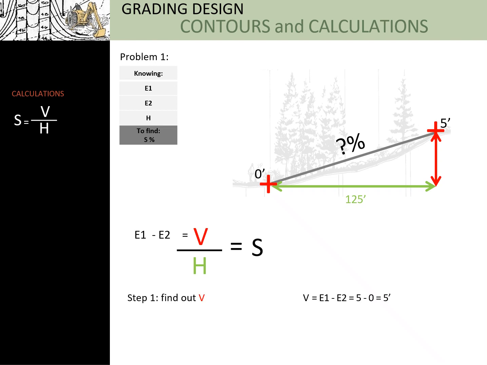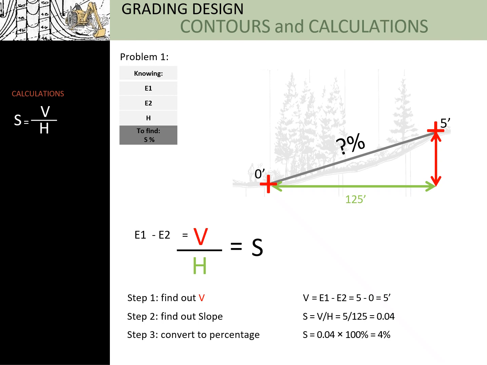And then we just plug the values into the formula V over H. 5 divided by 125 equals 0.04. And then we multiply by 100 to turn it into a percentage. 4% is our answer. Pretty straightforward.